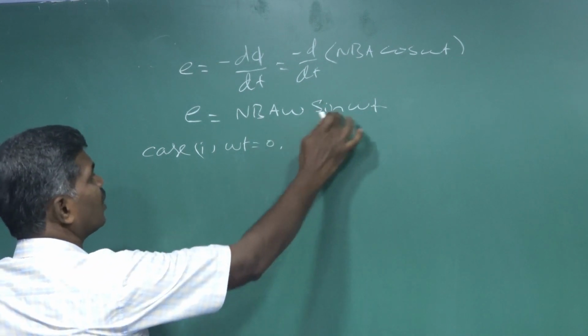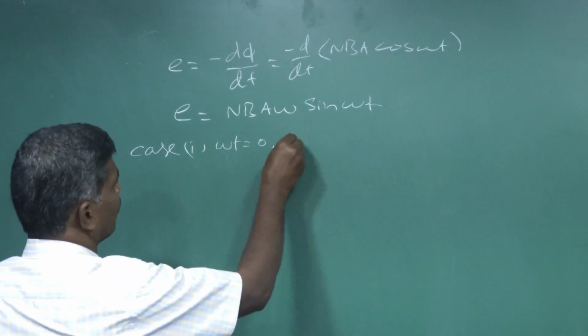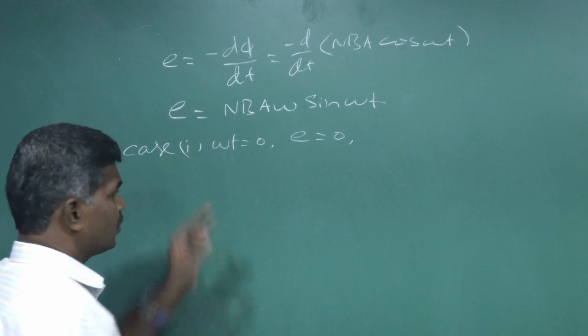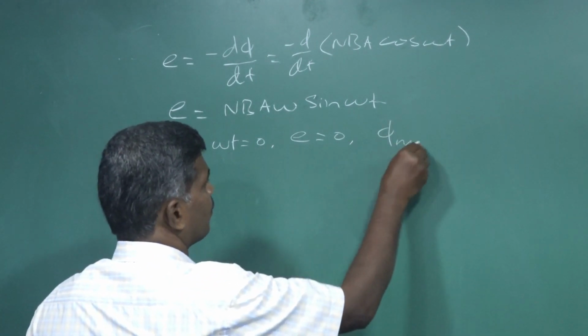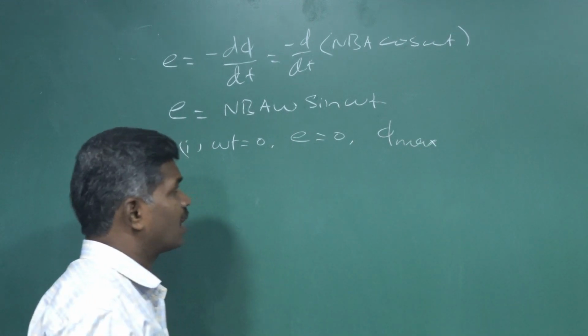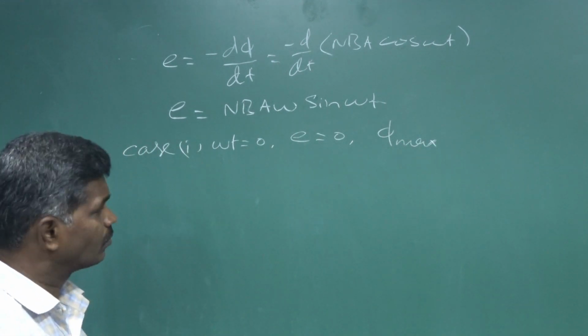If you substitute this value in our equation, the EMF induced is also 0 at the initial position, but the flux Φ is maximum. The flux linked may be taken as maximum.